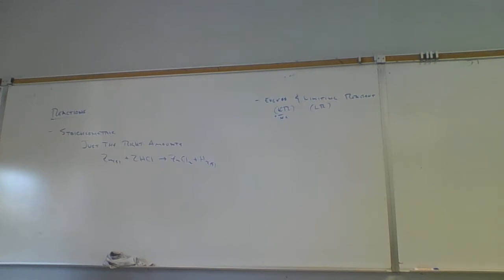In flask 3 over here, we have too much HCl, not enough zinc. So there wasn't enough zinc, so this reaction stopped short. In flask 2, what they're trying to show is it's stoichiometric. All the zinc is reacted, and all the HCl is reacted.